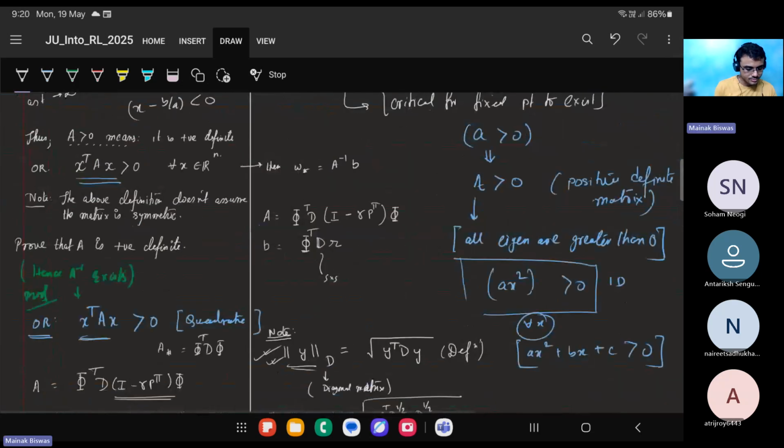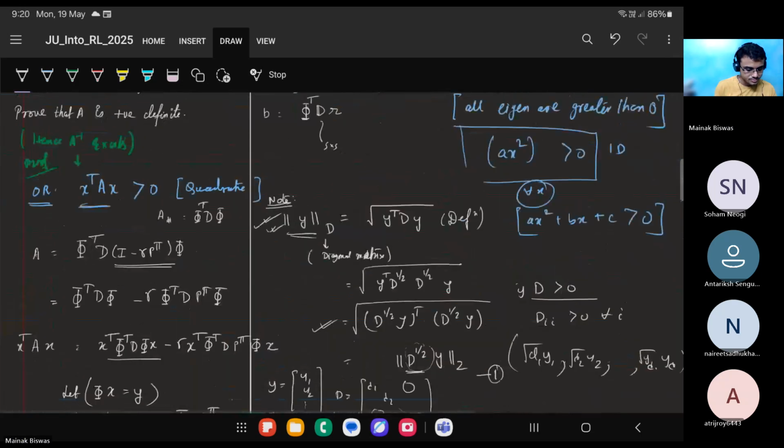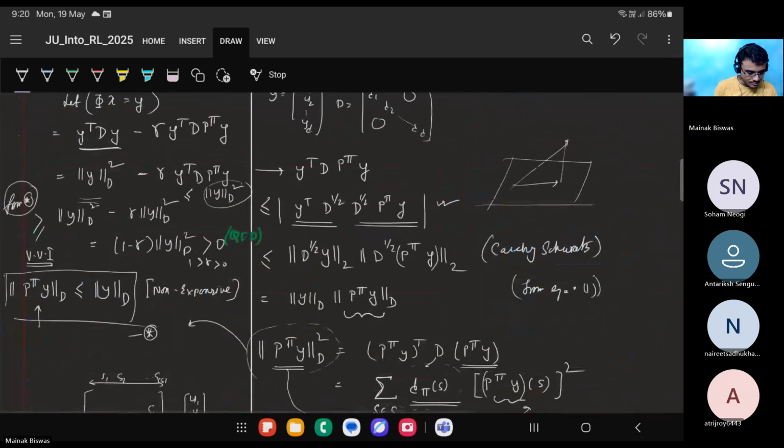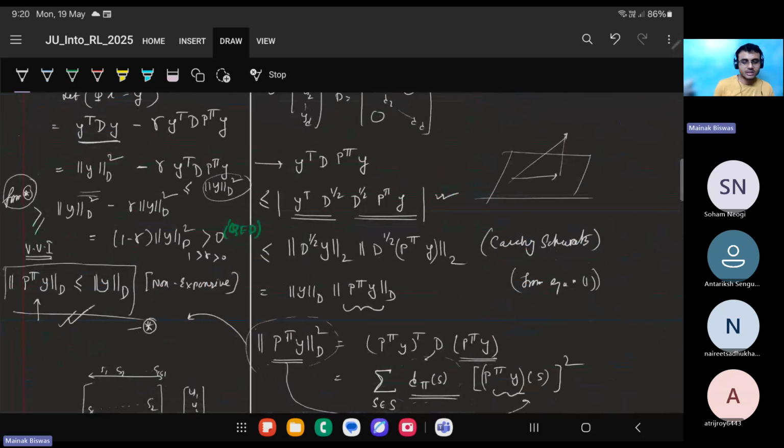Where did it go? See, non-expansive. Yeah, there you go. Isn't it? For any p, multiply the probability matrix, the vector will always be smaller. Right? Do you see the non-expansive matrix? I'll put the red around it.